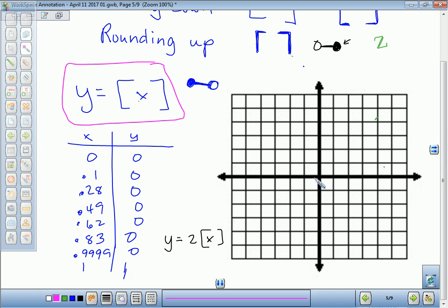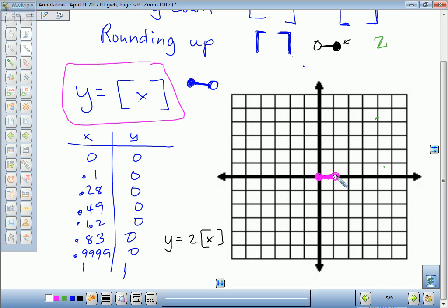So how does that look on the graph? 0, 0. I got it. Dot right there. Okay, 0.1, 0, dot right here. 0.28, 0, dot right here. 0.49, 0, dot right there. 0.62, dot right there. 0.83, dot right there. 0.9999999999999. Ooh, I can get really close, but can I ever get right here? No, we got to open circle. We got to open circle.